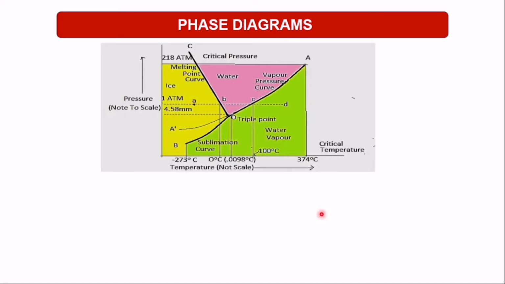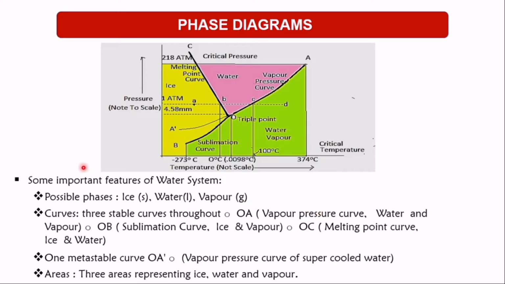Now let's look at something. We are going to describe the phase diagram of water in detail. Let's read something here: some important features of the water system. The possible phases, as I told you, are three: ice, water, and vapor. So how many phases? Three phases.